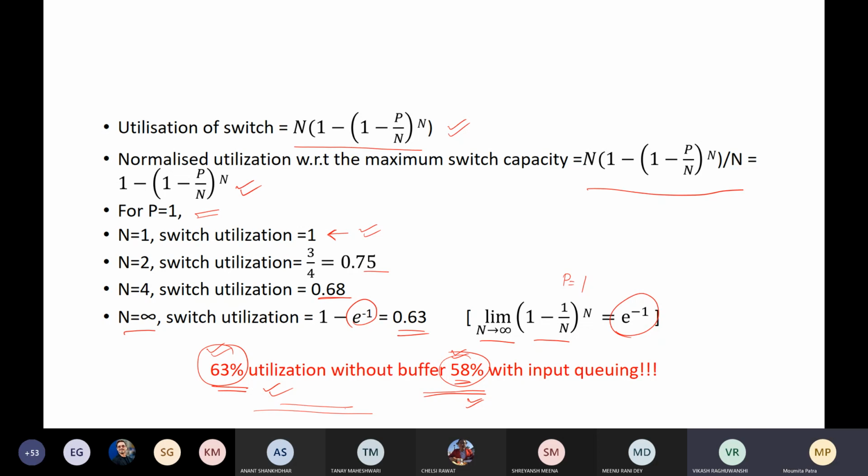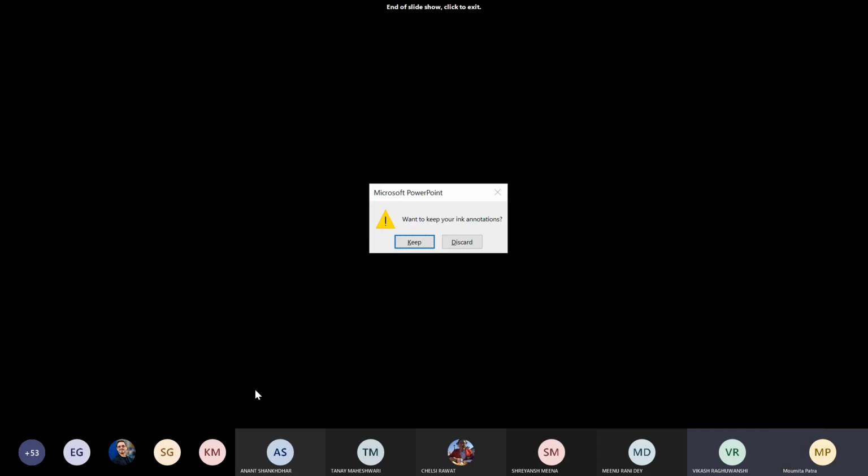All right. I hope that up to this part is clear. Is this clear to everybody? I will then get into the next part. This is the end of this slide.